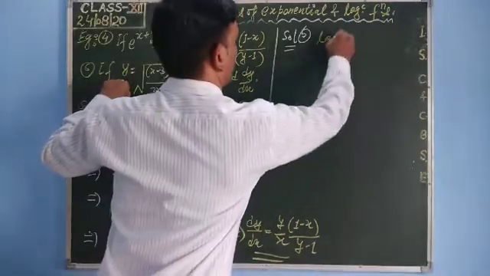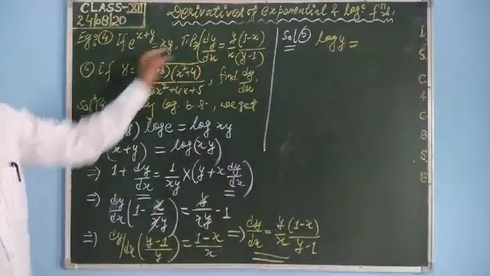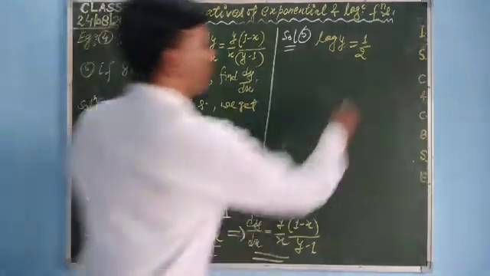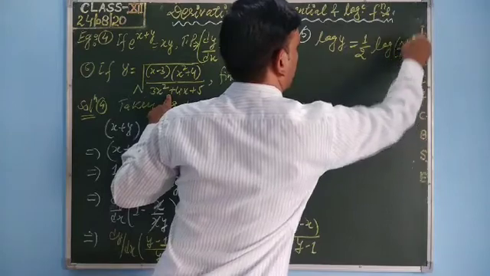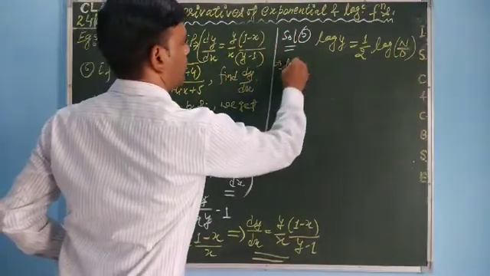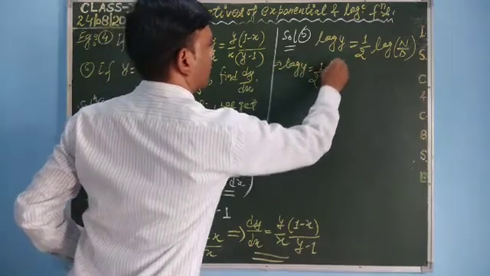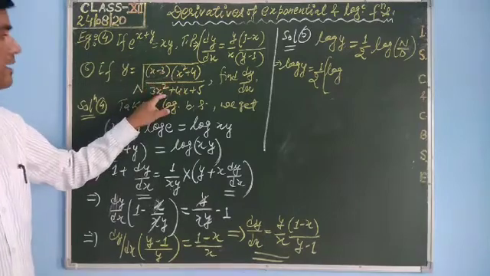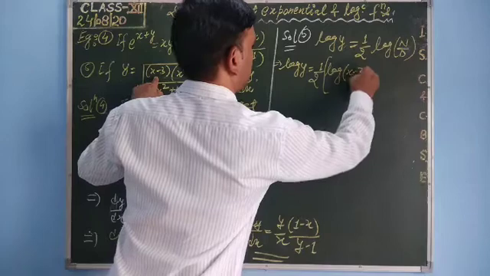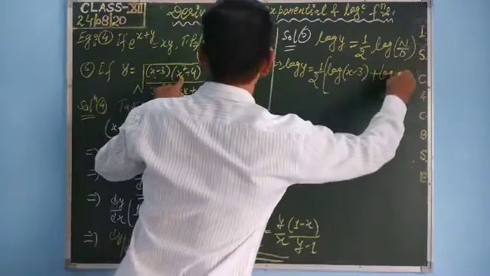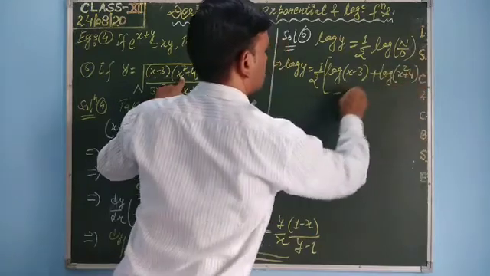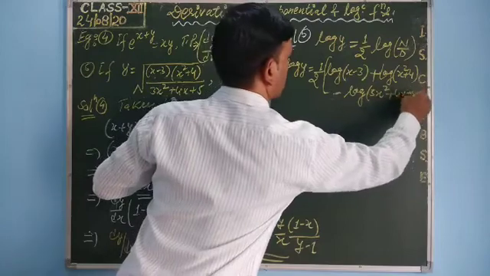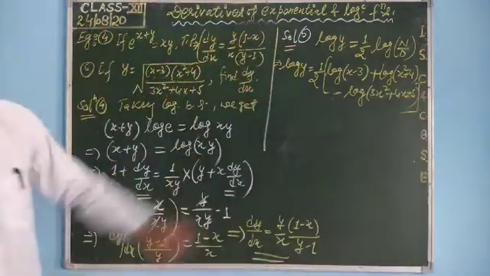So let me first take log here. Log y is equal to, since the whole power is under root meaning half, the power will come ahead, half log of numerator upon denominator. That means log of numerator minus log of denominator. So we get log y is equal to half of log of (x minus 3) plus log of (x square plus 4) minus log of (3x square plus 4x plus 5). This we get using the properties of logarithmic functions.